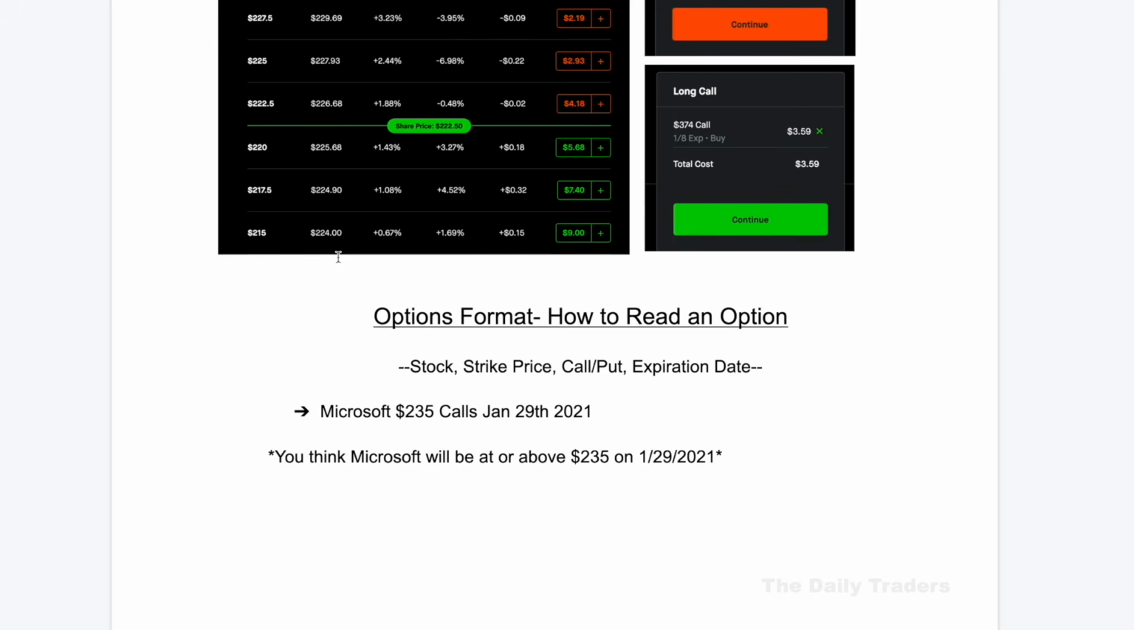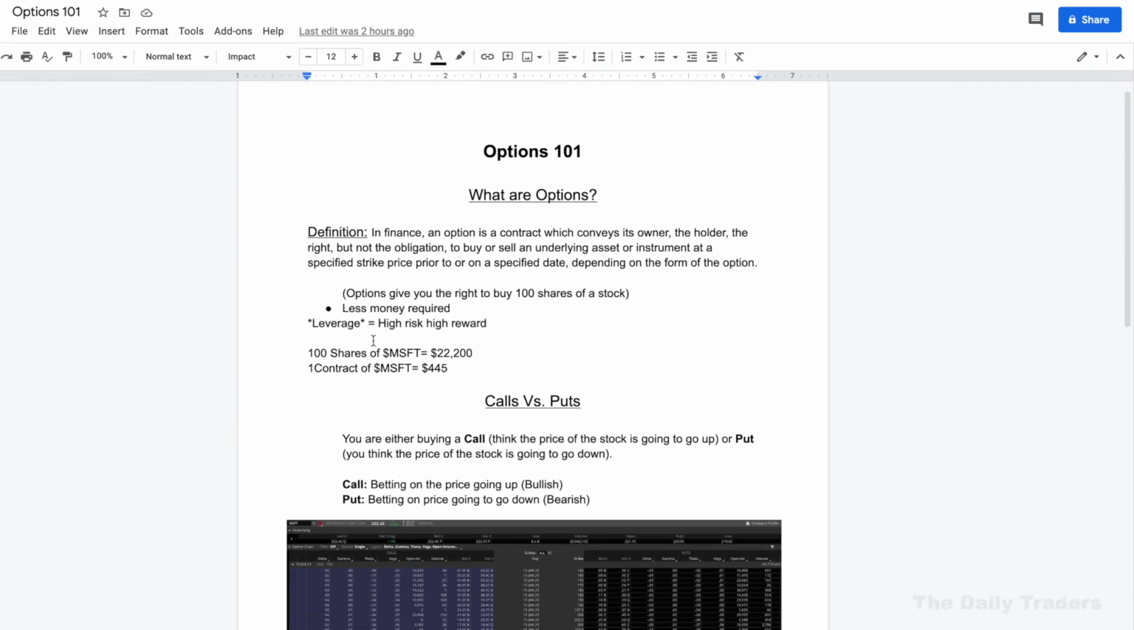There's going to be the stock, so Microsoft, the strike price, whatever price you think it's going to be, whether it's a call or a put, and then the expiration date. For example, the Microsoft $235 calls expiring on January 29th, 2021. This pretty much means that you think Microsoft will be at or above $235 on the 29th of January.